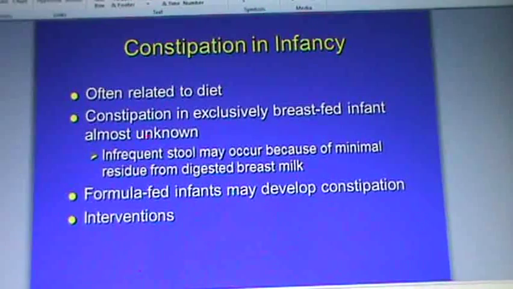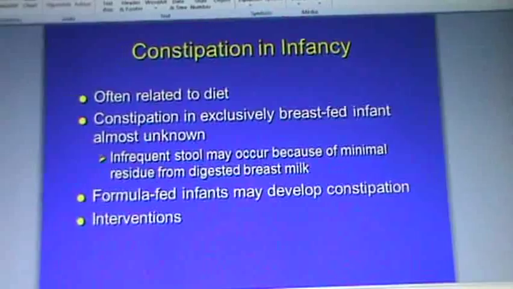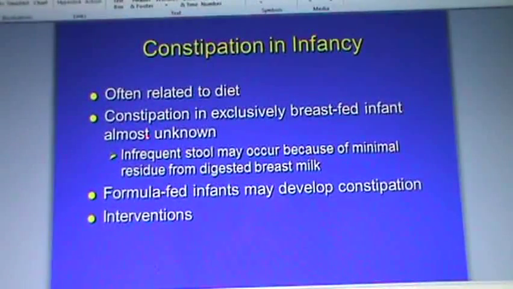Constipation of infancy, often related to diet. Constipation in an exclusively breastfed infant is almost unknown, and that is the truth because breastfed babies have those nice soft little stools. Infrequent stooling may occur because of minimal residue from digested breast milk. Formula-fed babies may develop constipation.